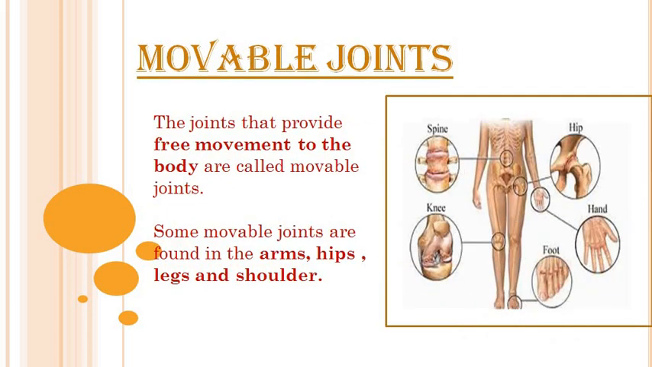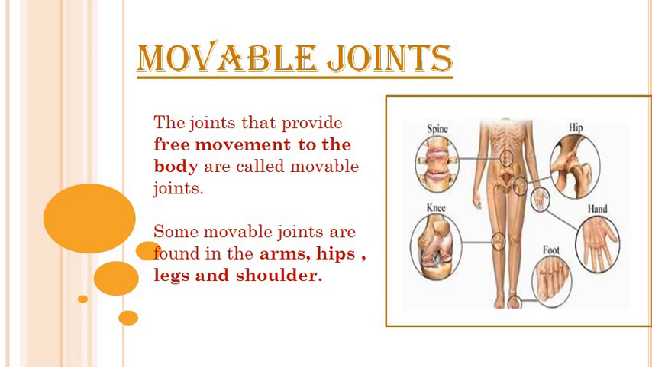Next is the movable joint, as the word movable itself tells, which can move. The joints that provide free movement to the body are called movable joints. Some movable joints are found in the arms, hips, legs and shoulder. As you can see in the picture, this is showing where the movable joints are present, like the spine.